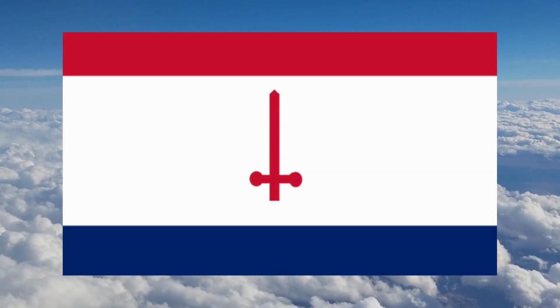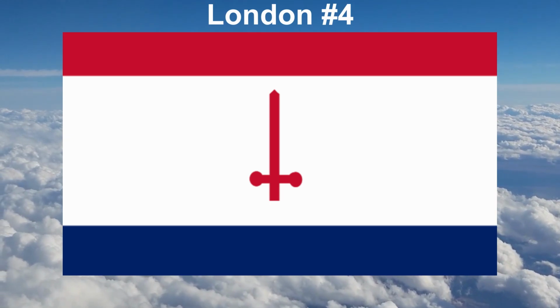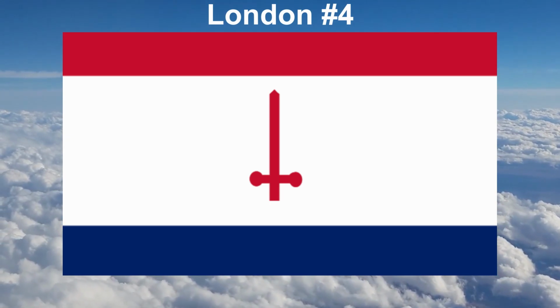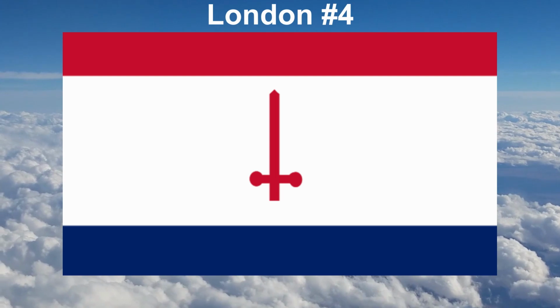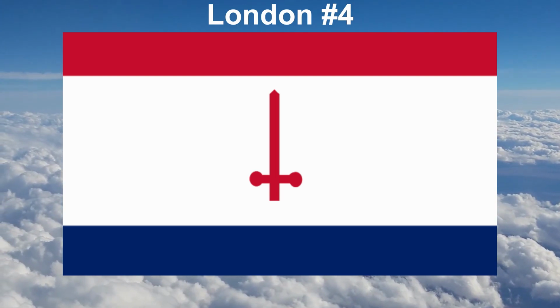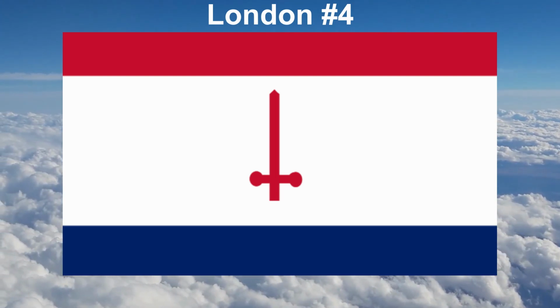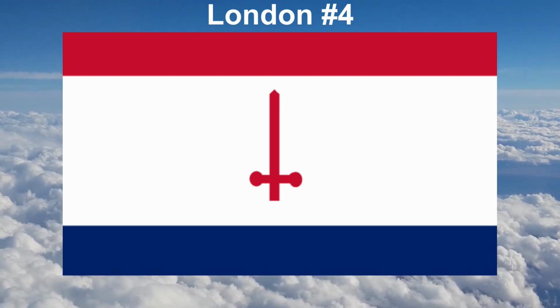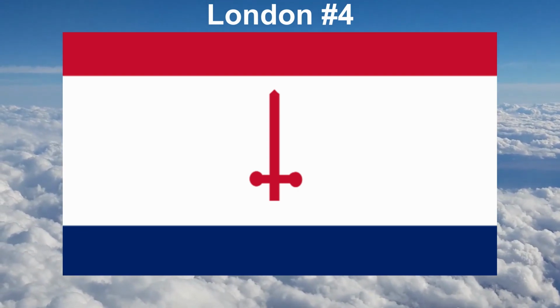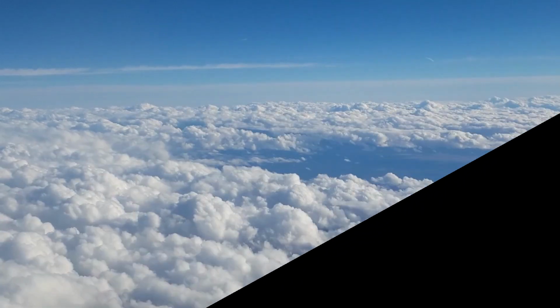Next up is entry 4. The colors of the flag are the colors of the Union Jack, because London is the capital of the United Kingdom of Great Britain and Northern Ireland. The symbol in the middle is a simplified version of the sword on the flag of the City of London, which represents St. Paul, the patron saint of London.